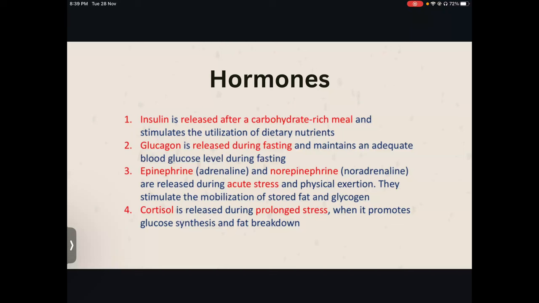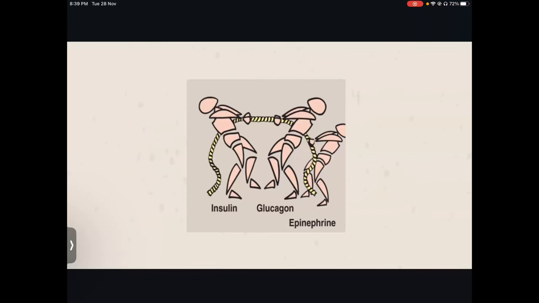And epinephrine is like the friend of glucagon. They work together and help each other out. So epinephrine also tries to increase glucose levels in your blood, and it's released when you're stressed out and you need to use up more glucose because of the stress that you're experiencing. So this picture, I've probably seen it like 20 times at this point.